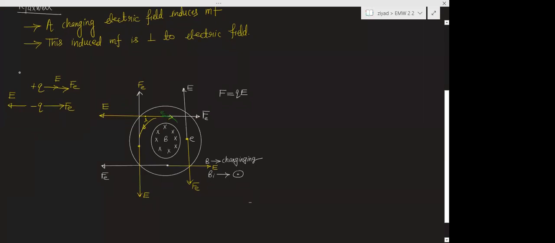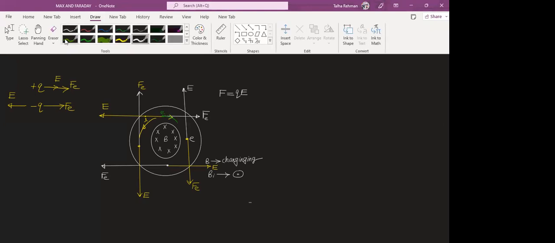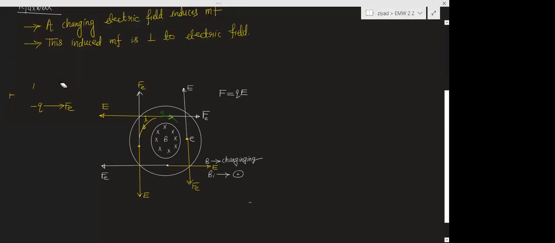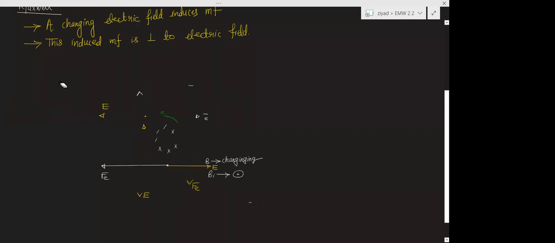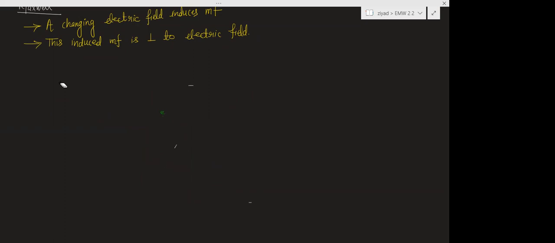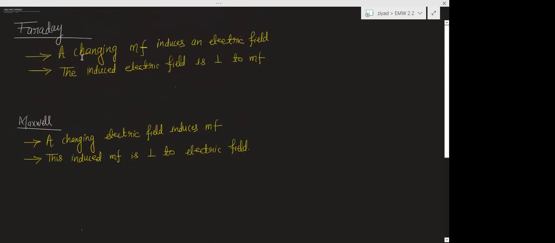So basically, these are the statements you should simply remember. What is said by Faraday? A changing magnetic field induces an electric field, and the induced electric field is perpendicular to the magnetic field. And Maxwell said that a changing electric field induces a magnetic field, and that induced magnetic field is perpendicular to the electric field.